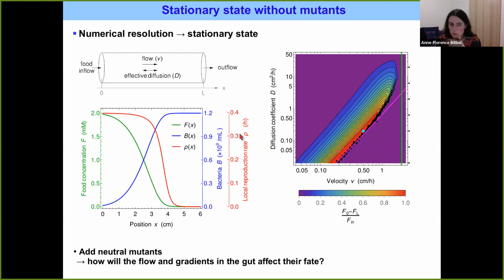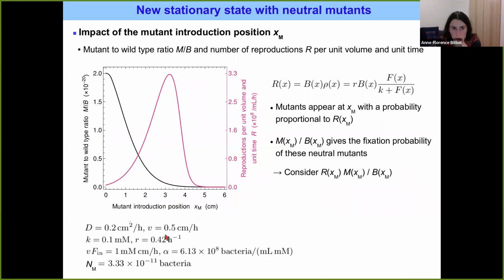So we have this stationary state, with bacteria that have a certain profile, etc. And now imagine that we add mutants somewhere, so they appear spontaneously at some location. What is going to happen to them? Okay. So the first thing that we look at is the mutant to wild type ratio, M over B, versus the introduction position of the mutant, so the initial location where we place the mutant.